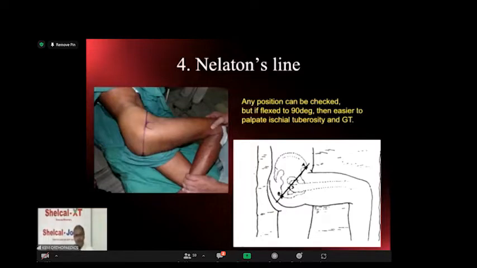Remember, it's an arc of movement. So whatever you do, 90 degree, 30 degree, 40 degree, it will remain at that level. It is not going to alter. So don't worry about how much movement you are supposed to do. But at 90 degrees, it is easier to palpate the greater trochanter. So ideally, it is better to do it at 90 degree. But remember, on the opposite side also, at that same amount of movement, you have to do it and compare it.